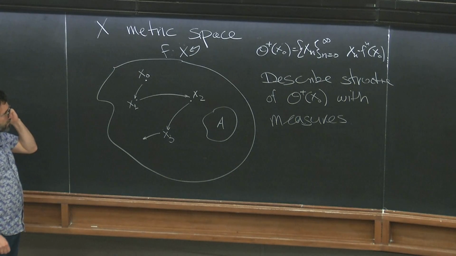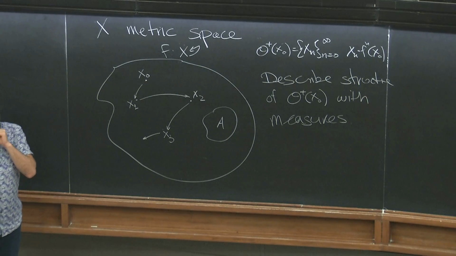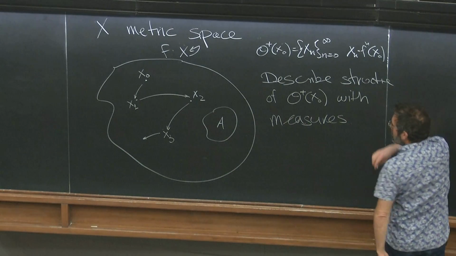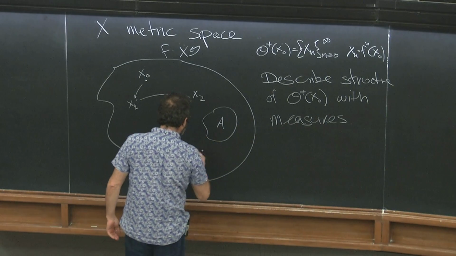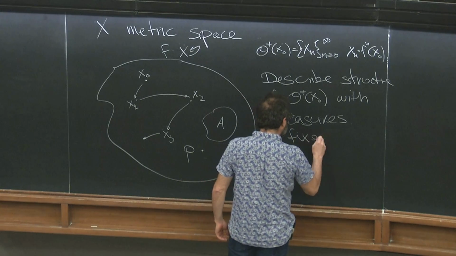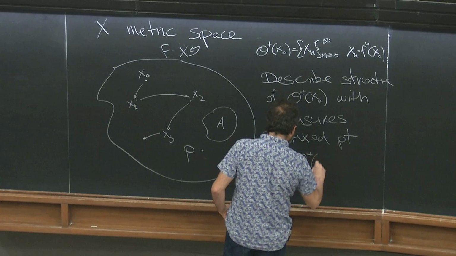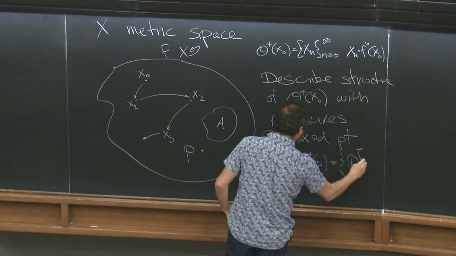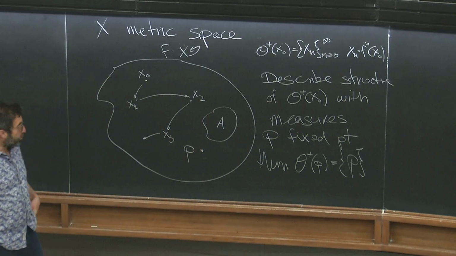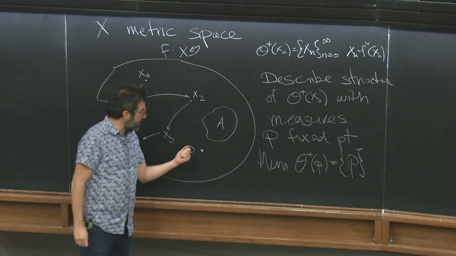So how can we do that? Well, there's one simple example. If x0 is a fixed point, so let's say we have a fixed point P. So if P is a fixed point, right, then the orbit of P is just a point P. It's just a single point. So there's not much to describe. What we want to describe is just a single point. I want to say this orbit is just a single point.